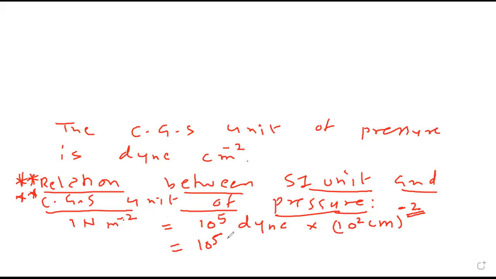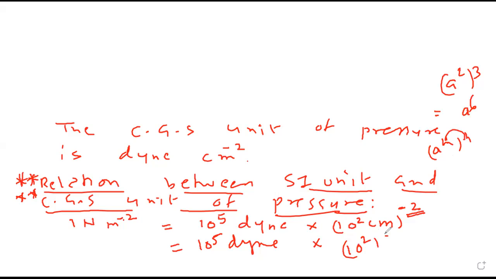That means 10 raised to 5 dyne into 10 raised to 2 raised to minus 2 centimeter raised to minus 2. What is a raised to 2 raised to 3? A raised to 6. What is a raised to m raised to n? A raised to m into n. That means we multiply the powers. So 10 raised to 5 dyne into 10 raised to minus 4 centimeter raised to minus 2.